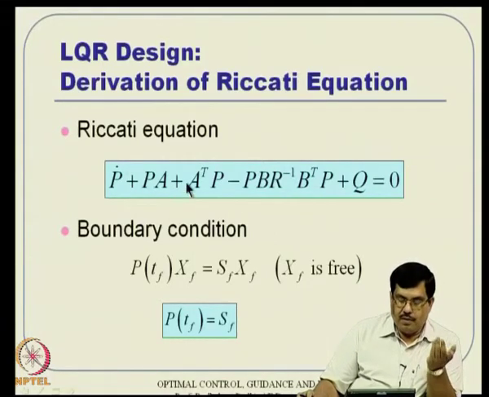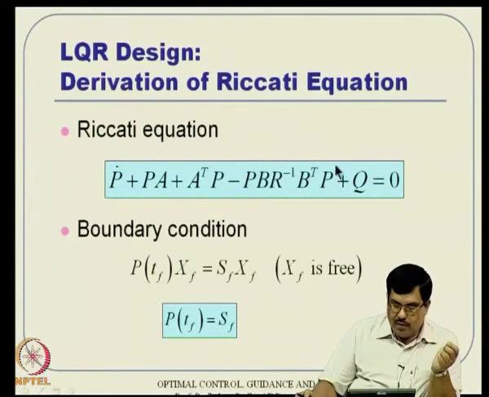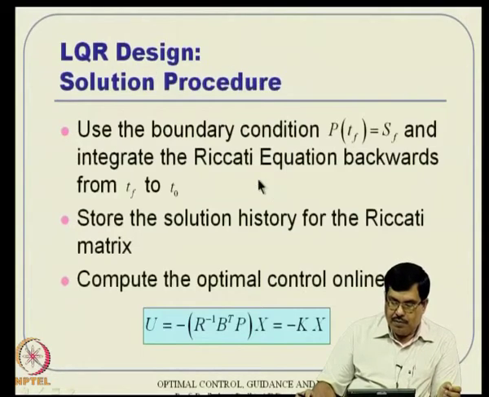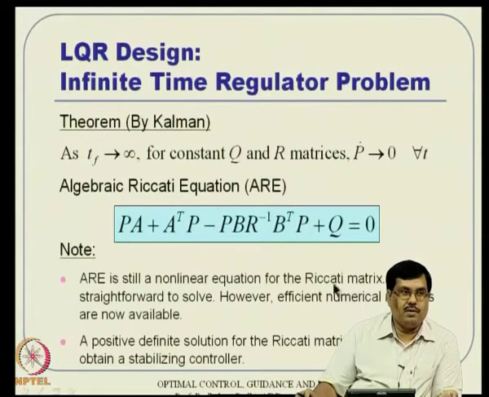If P is a constant matrix, then P dot is 0, and so this differential equation turns out to be an algebraic equation. And that is what is very popular in industry and everywhere. That is the reason why, if nobody tells t f, then by default we assume t f tends to infinity, so we can keep on using this as long as we wish. So, when t f goes to infinity, P dot goes to 0, and hence this differential Riccati equation turns out to be an algebraic Riccati equation.